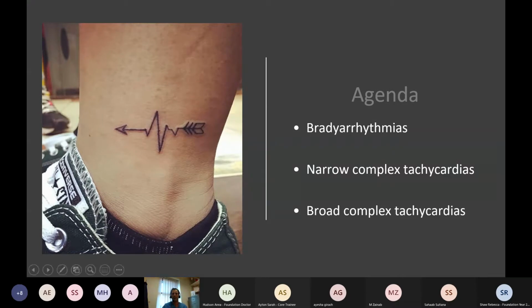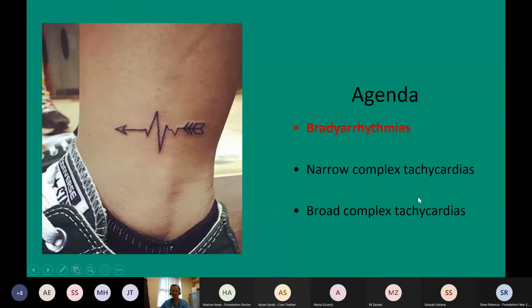Please ask questions as you go along. Please put things in the chat if you've got any issues, questions you want to raise as we go along, or if you want to unmute yourself and ask the question, you're very, very welcome to. So without further ado, let's start with some bradyarrhythmias.